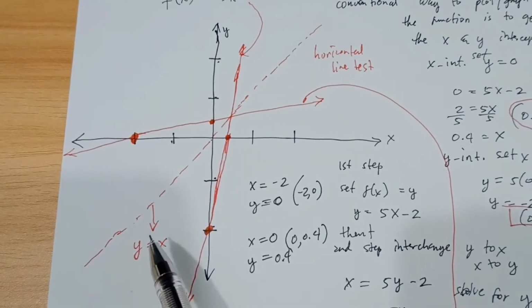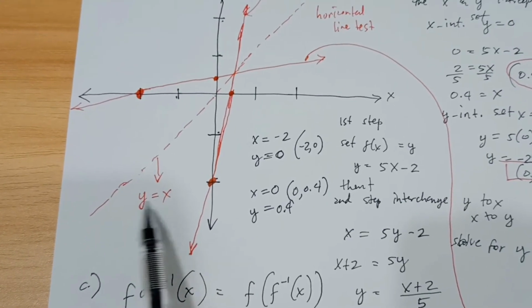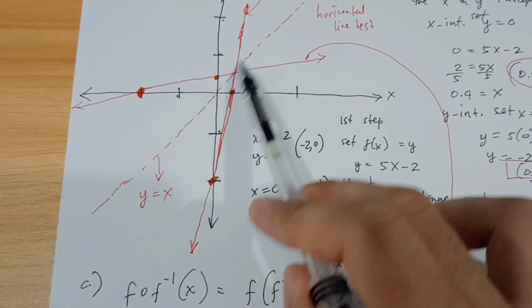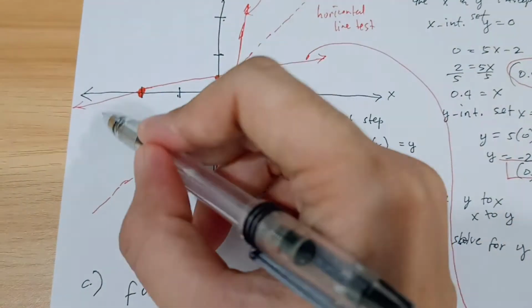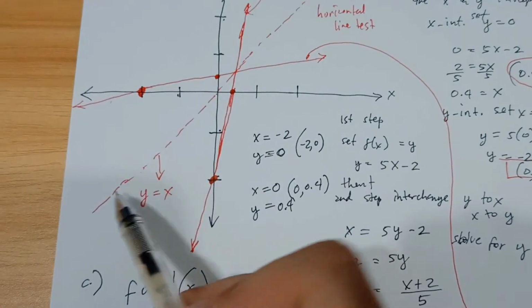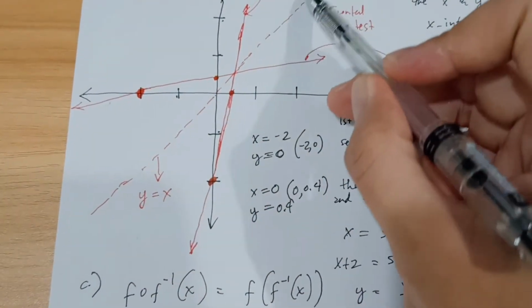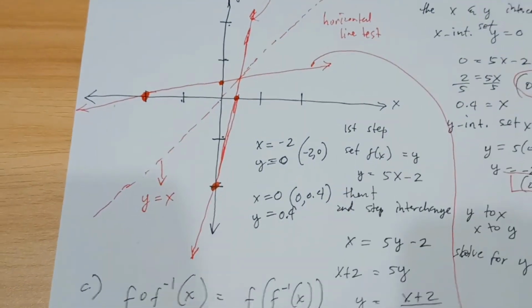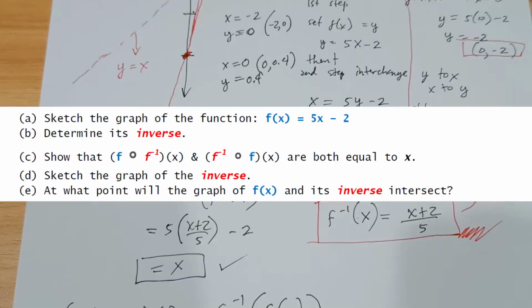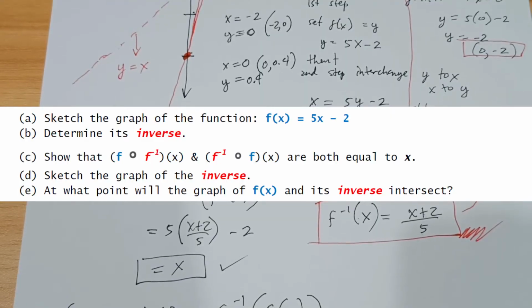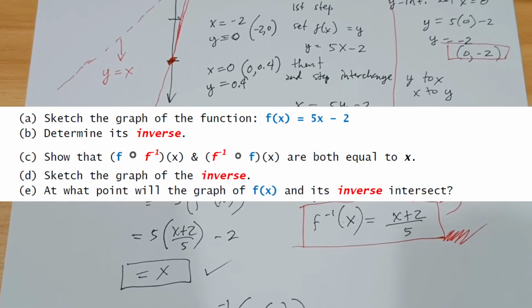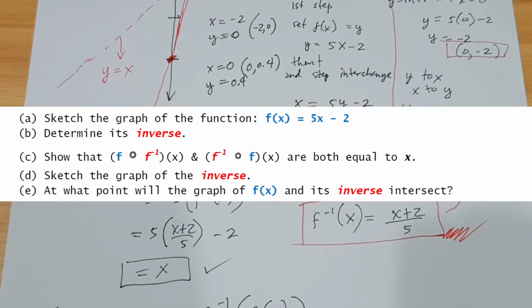Ibig sabihin, ang ka-mirror niya, itong inverse. So, always talaga, magdodraw ka ng invisible line na y is equal to x dito. If mayroon kang mga graph na kakaiba, magdraw ka lang ng y is equal to x na invisible line, tapos i-mirror mo siya. Ganun lang siya.